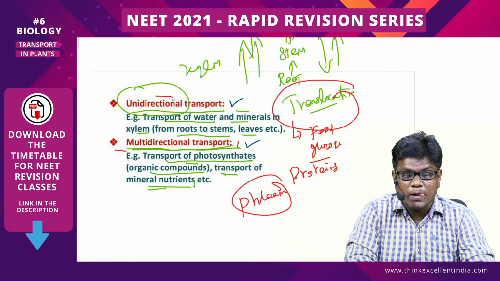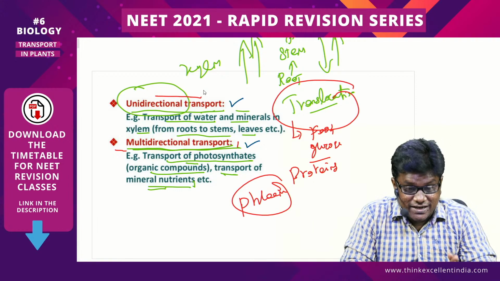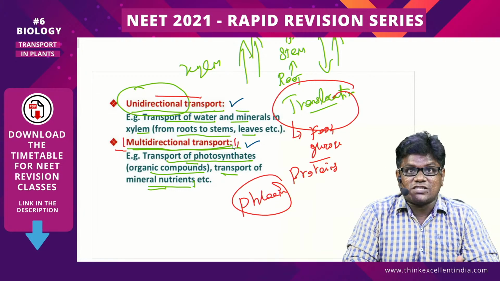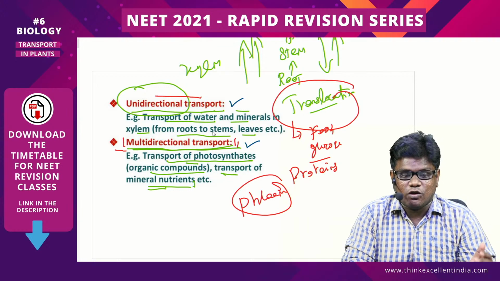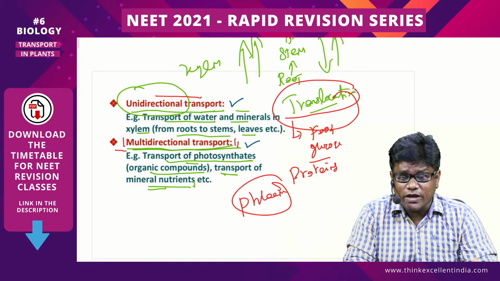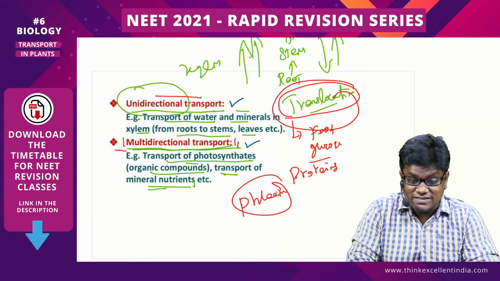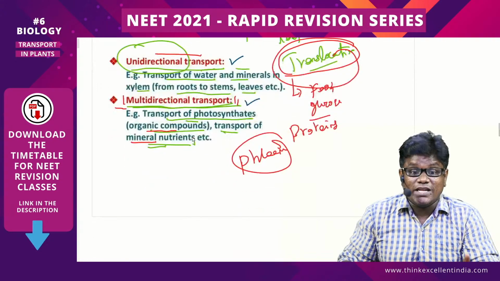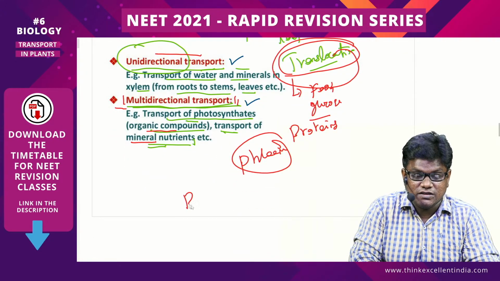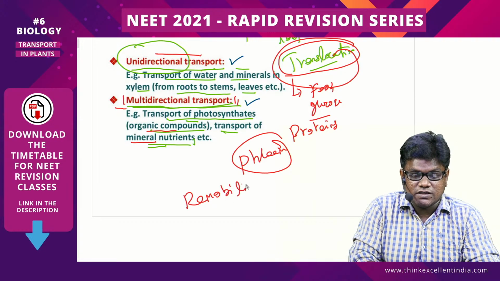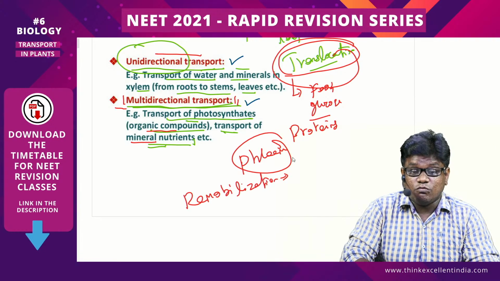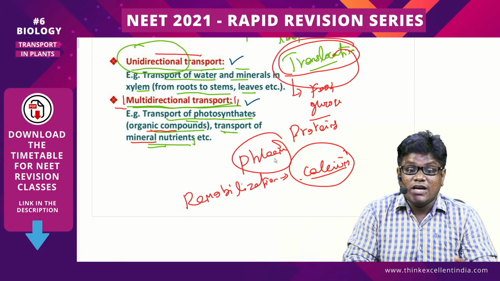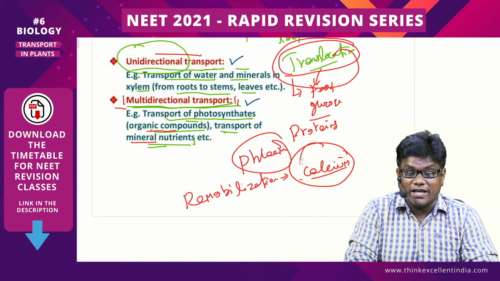One is unidirectional transport, where the transportation process works in only one direction. Next is the multidirectional transport system, where the transport works in multiple directions. So translocation is very important. All the minerals, all the mineral nutrients and organic components will be moved, but there is only one component that will not move. That is, for the remobilization process, only one element does not move. That element is calcium, which does not take part in the translocation process.